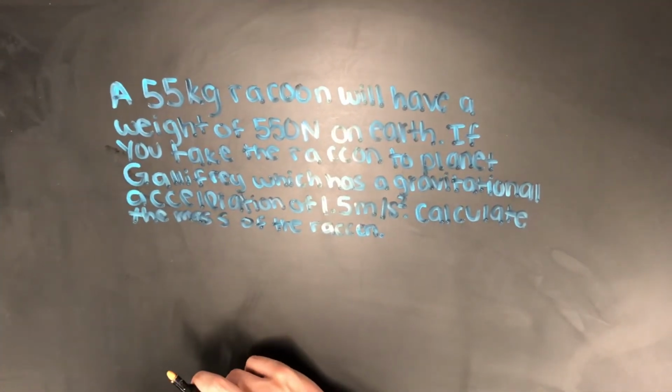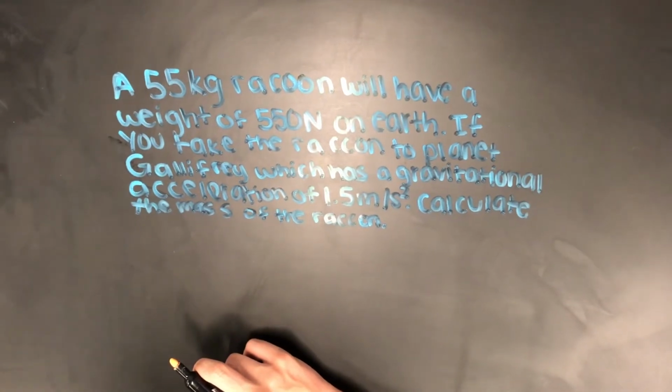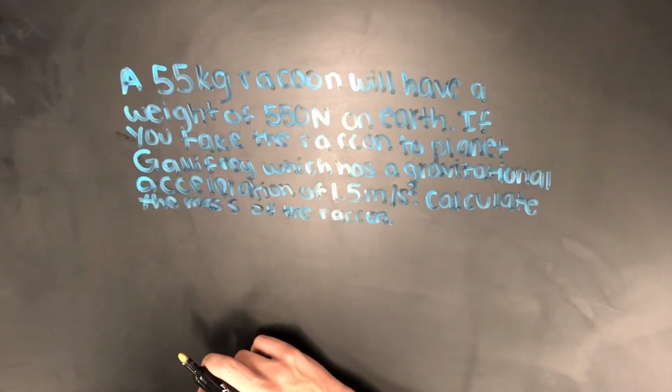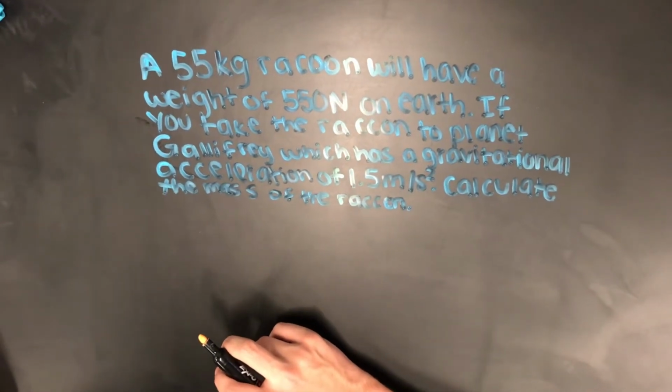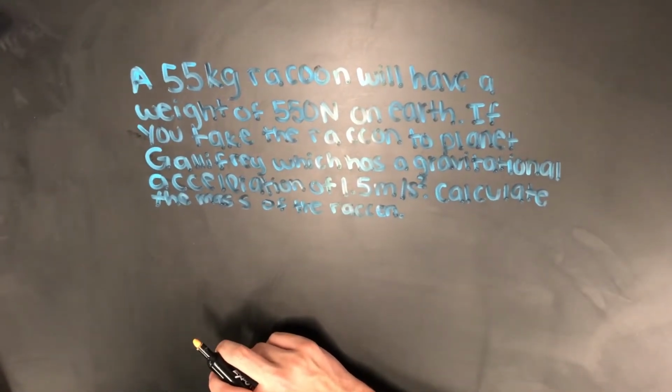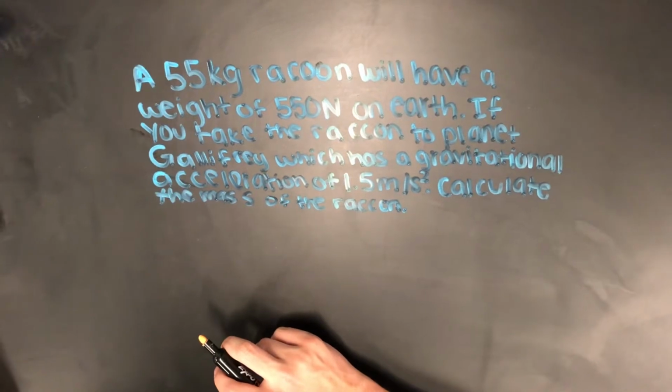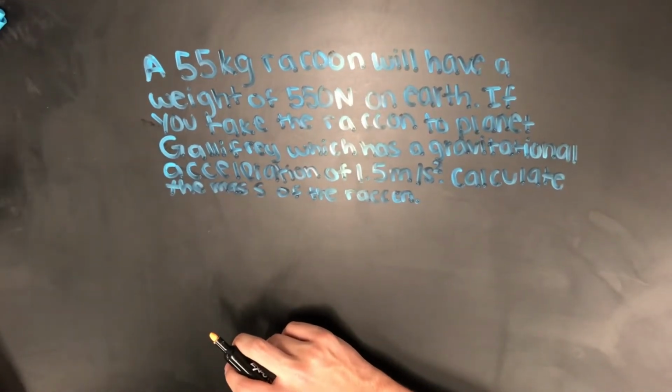When taking an object to a different planet, the weight will change because of the difference in gravitational pull between the Earth and wherever else in space the object is. However, the mass will stay the same because mass is the amount of matter that an object contains.